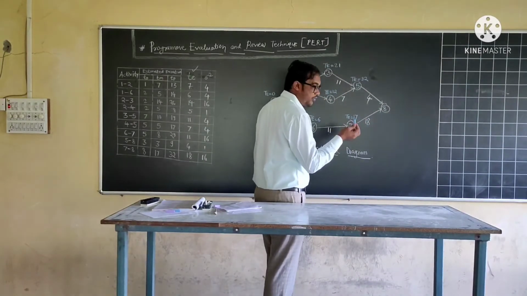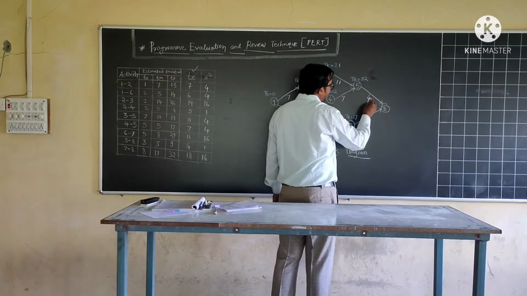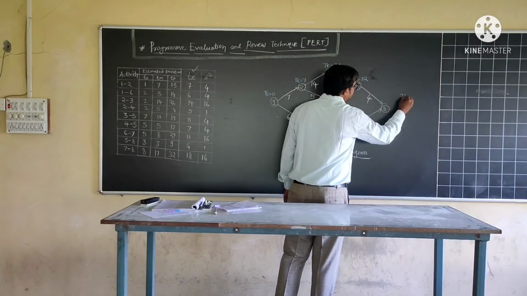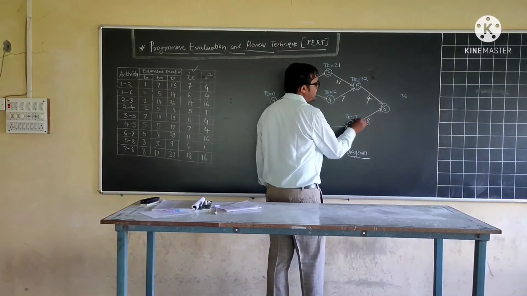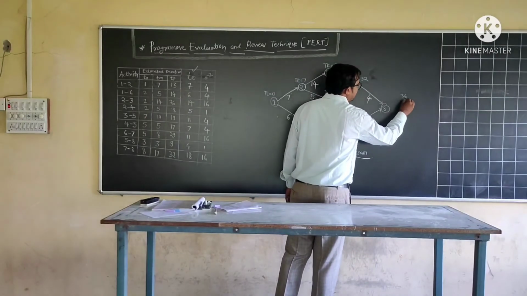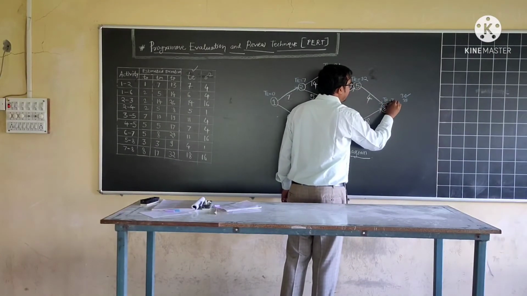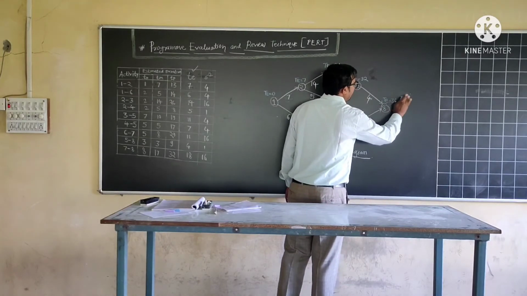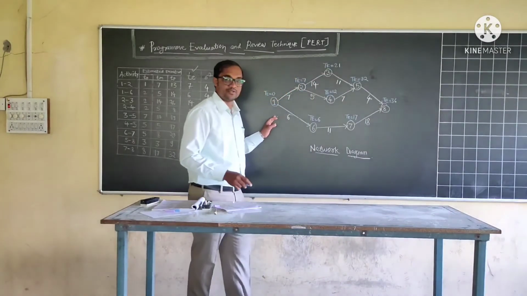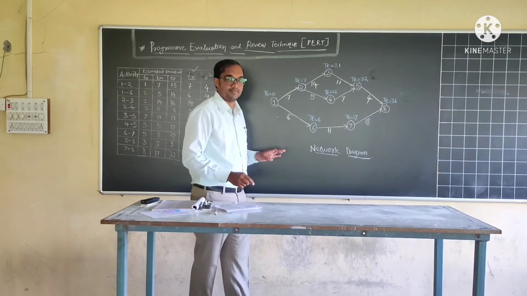Again we will consider the more value. 32 plus 4, 36, and 17 plus 18, 35. So which value is more? 36. So we will consider TE maximum 36. Okay, so in this way we have all the values of TE with the help of the forward pass method.